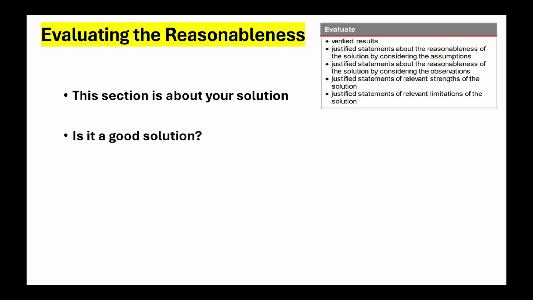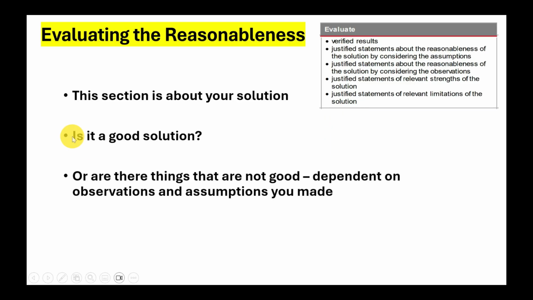Is it a good solution? Is it reasonable? Is the cost of $2,000 to paint the house a reasonable solution? You have accurately used math to get to this answer, but is the answer actually reasonable? In the real world, would it actually cost $2,000? Now, is it a good solution, or are things not that good, or just elements of it that are not good? And it depends on the observations and the assumptions that you made.